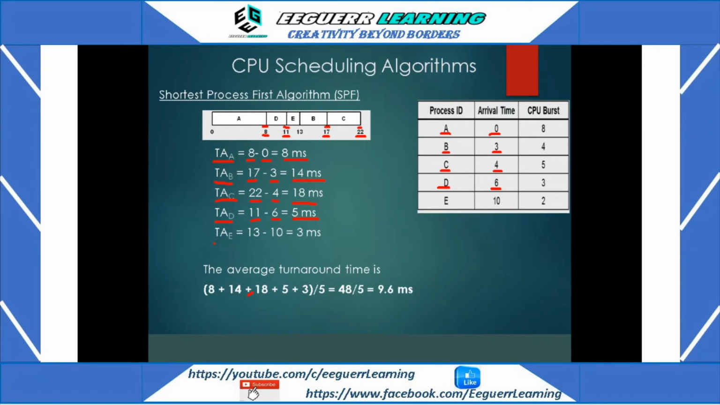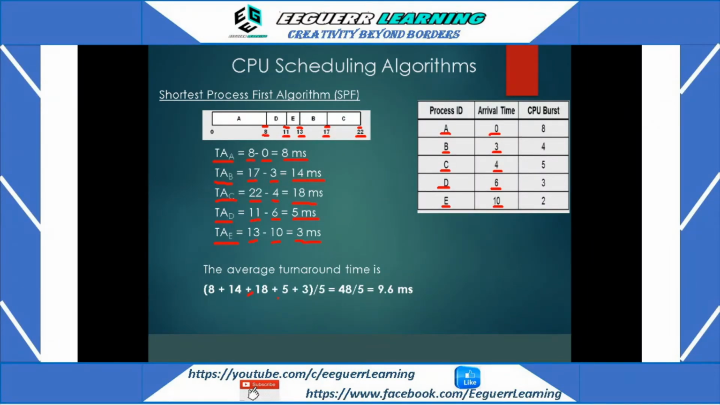And the last turnaround time for letter E, or the process E. Let us look for the head of letter E. The value is 13. Place it here and look for the process E in our table and get the arrival time of 10. Place it here and subtract, and 13 minus 10 is 3 milliseconds.